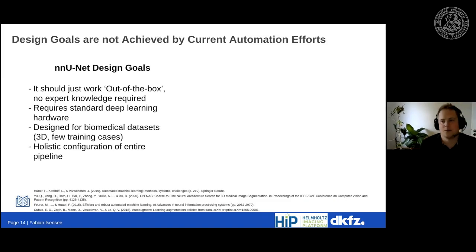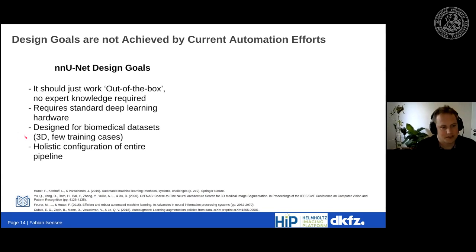To understand why we implemented nnU-Net the way we did, it's important to first highlight what our design goals are and why these design goals may not be fulfilled by existing methods in the literature. So the design goals for nnU-Net are that it should just work out of the box, no expert knowledge required. So essentially the press of a button in the ideal world scenario. It should be using standard deep learning hardware so that any person with, say, an RTX 2080 Ti GPU or better can run it without having to wait months for it to complete.